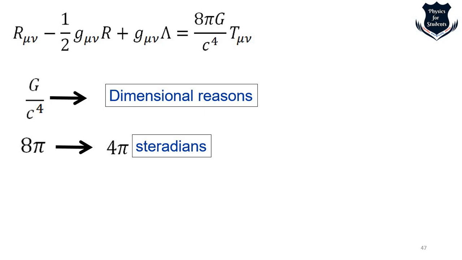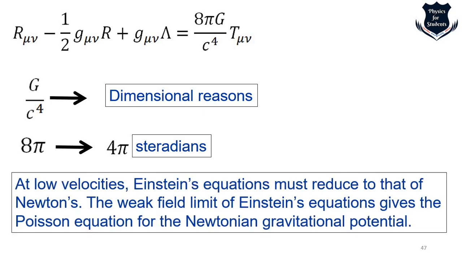I'm not going into the derivation right now. What I mean to say is that at low velocities, when we consider the speed of light, Einstein's equation must reduce to that of Newton's. So the weak field limit of Einstein's equation gives the Poisson equation, with the 4π for the Newtonian gravitational potential. This just summarizes that we have finally arrived at an understanding of Einstein's field equation except the 8π factor.